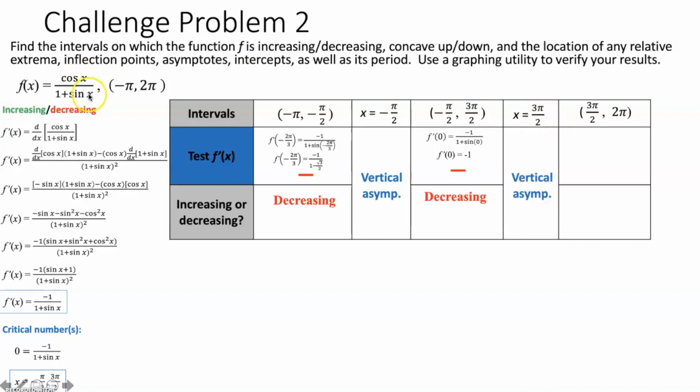At x is equal to 3 pi over 2, we have another vertical asymptote, because if I were to plug in 3 pi over 2 for x in my original function, it would cause my denominator to equal 0. Now let's pick a test x value on this given interval. How about 5 pi over 3? If I plug in 5 pi over 3 for x in the first derivative and I simplify, I end up getting -1 over 1 minus rad 3 over 2 again.